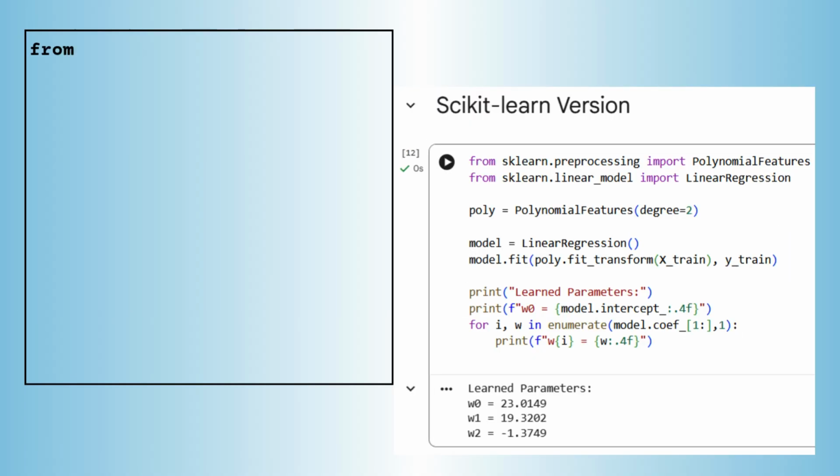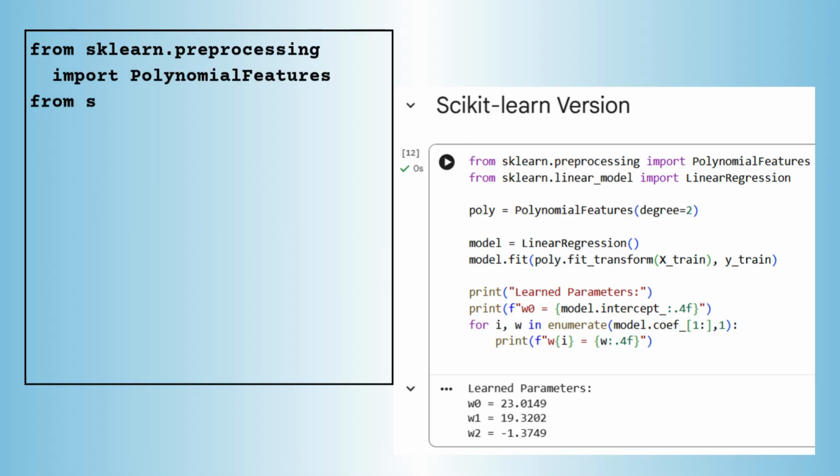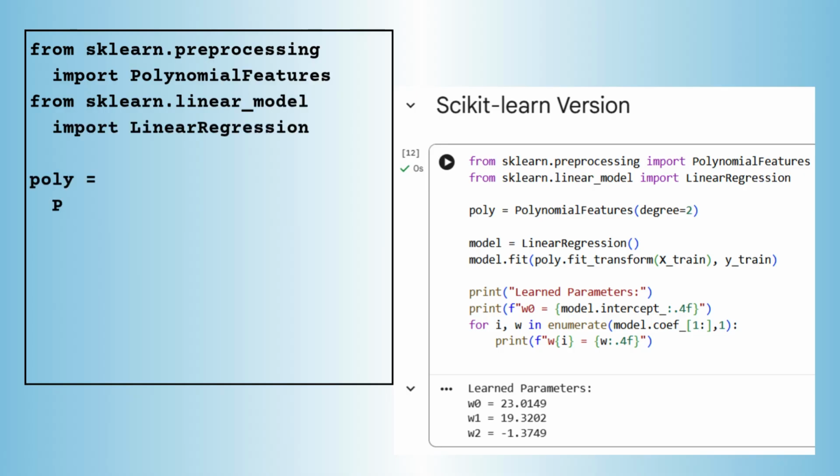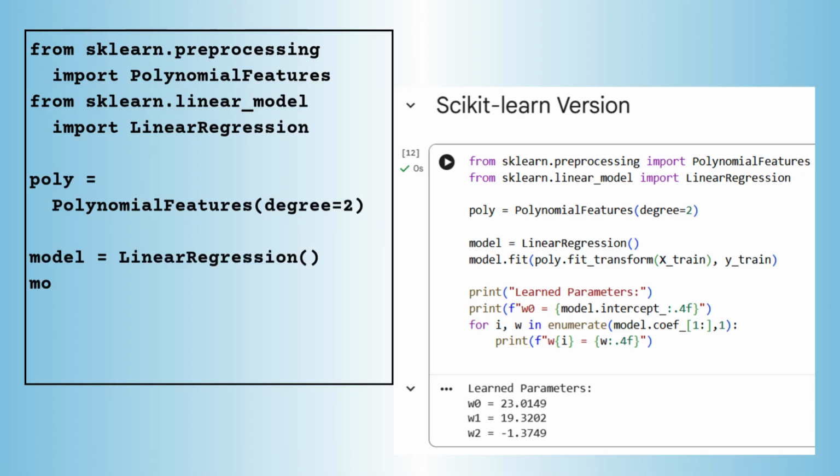In production, we do not implement this from scratch every single time. If you would like to do the same thing using Scikit-Learn, we can use polynomial features to do the feature transformation. That is, to construct x square, x cube, and so on automatically. And then feed that into linear regression. Under the hood, Scikit-Learn is applying the exact same math we just derived manually.